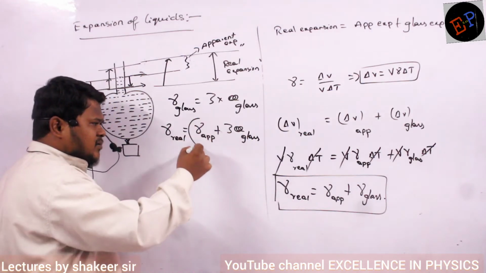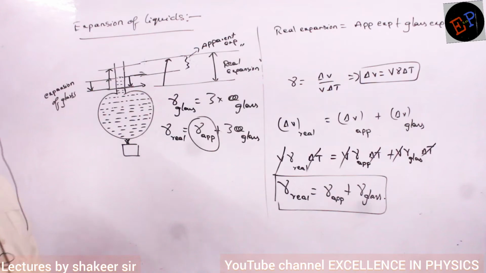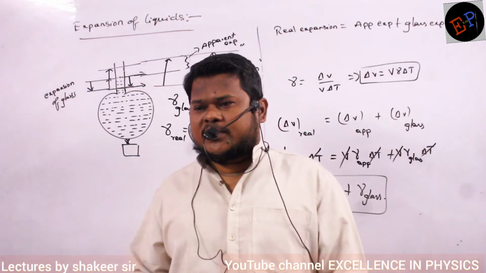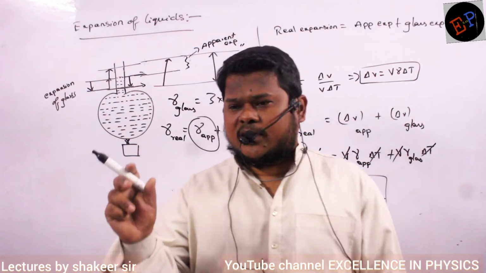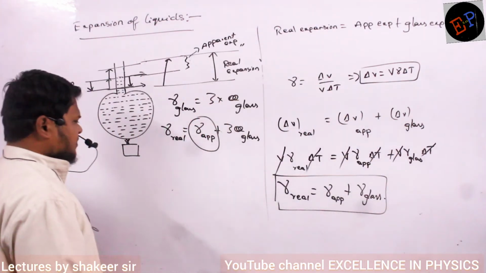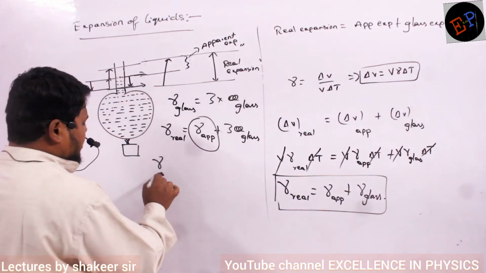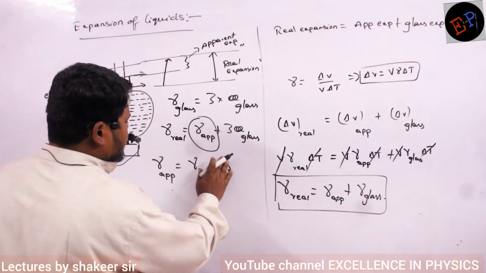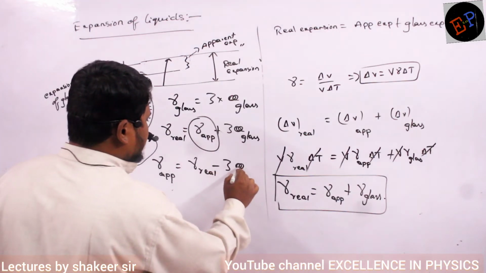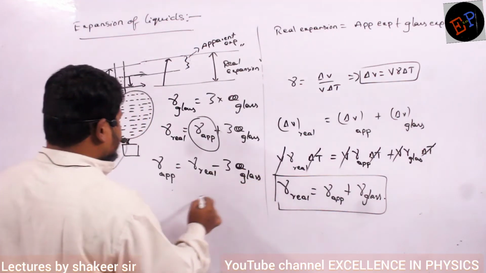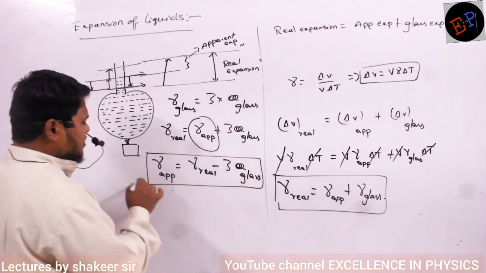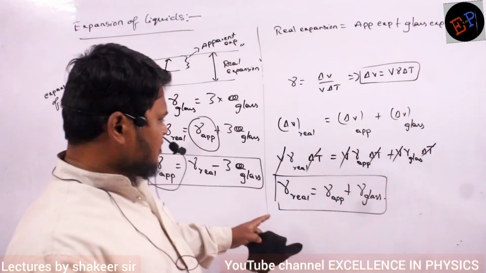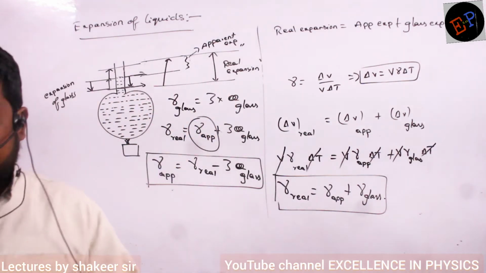Now we will study apparent expansion. Apparent expansion means what? The final expansion which you see, the expansion which you see with your naked eyes. That is called apparent expansion. Okay? Let us see. So, listen carefully. Gamma apparent is equal to, I can write, gamma real minus 3 times alpha of glass. So this is a very, very, very important relation. Okay? Why is it so important? Written up to here? Right.